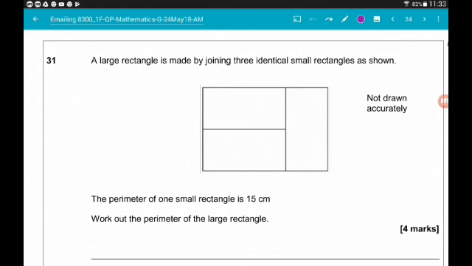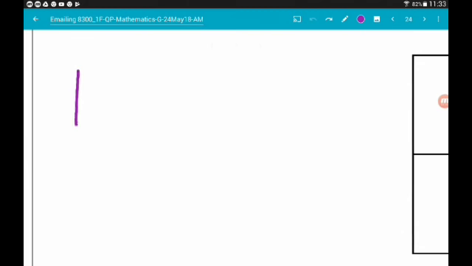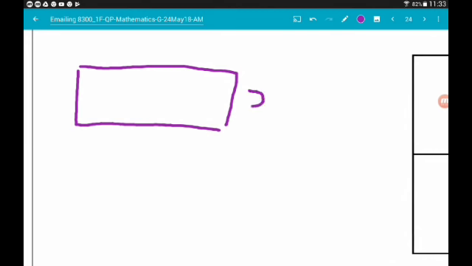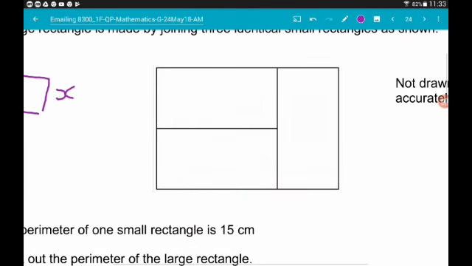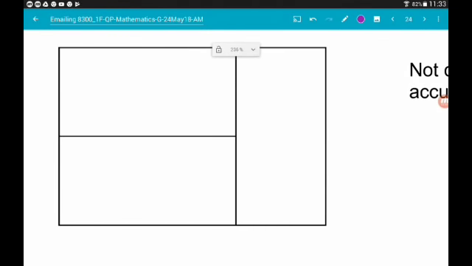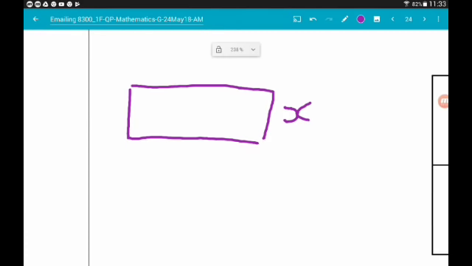Okay, let's start with a small rectangle, and we're going to say the width of this rectangle is x. The reason that we've done this is, if we look at the diagram, two lots of the width are equal to the length of one of the rectangles. So we can say then that the length of the rectangle is 2x.